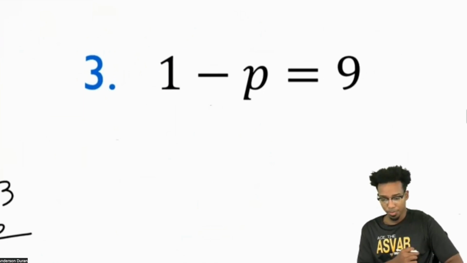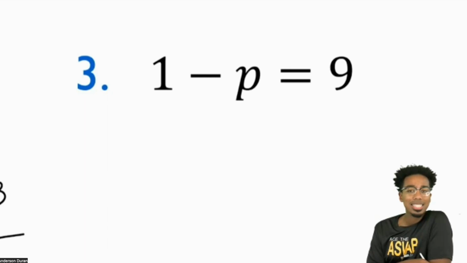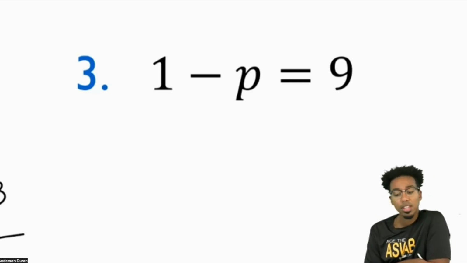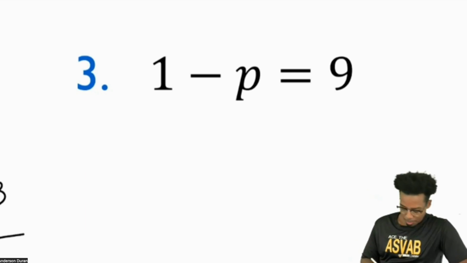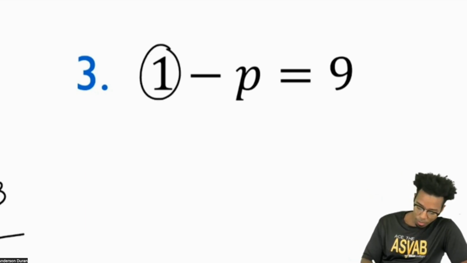Here we go. Number 3, we have 1 minus p equals 9. There are really 2 main ways to get this done, everybody. Here's the first way that I would have seen a lot of people do this one. A lot of people would have been like, hey, I want to go ahead and get rid of the 1.